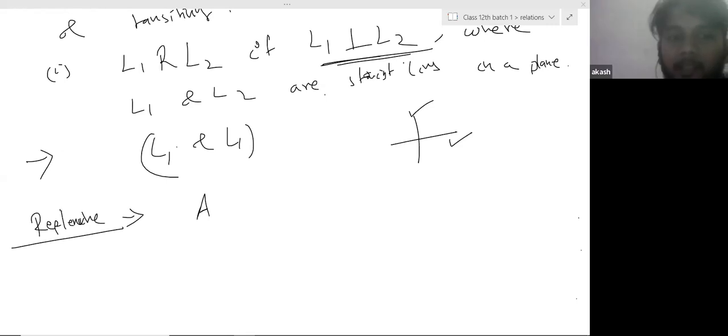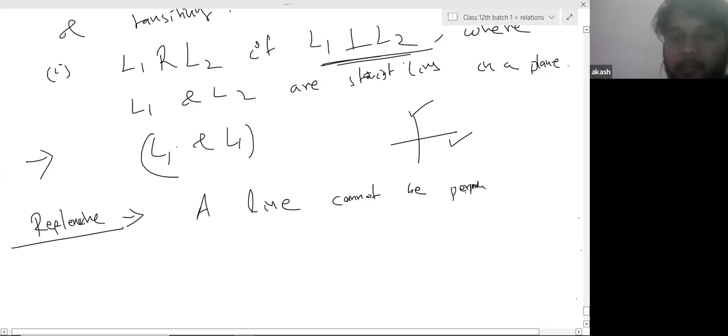So let's start the solution. Reflexive. A line cannot be perpendicular to itself. So R is not reflexive. Right? We cannot write any more than this.